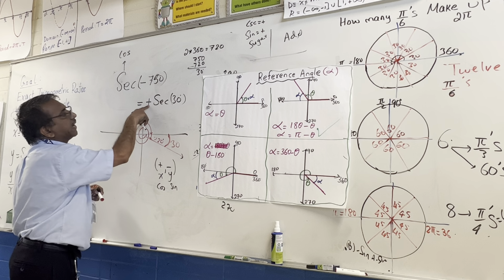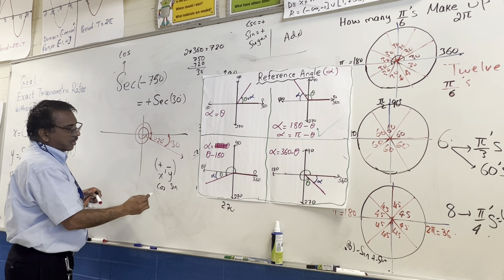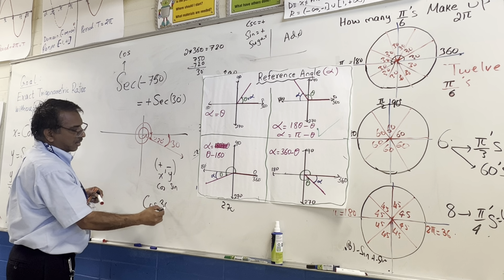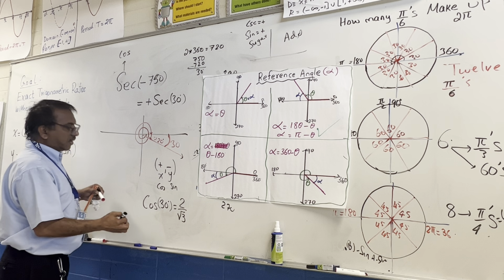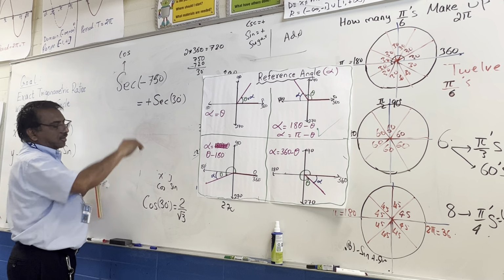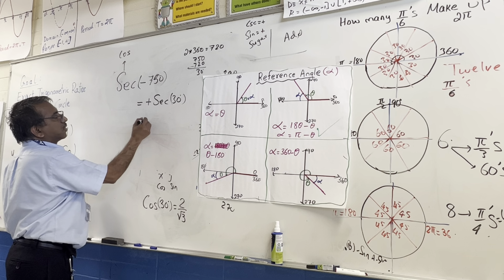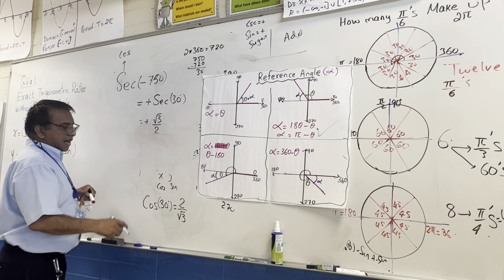This plus sign takes care of those many rotations. And then what is cosine of 30? Cosine of 30 is 2 by square root of 3. So if that is the case, then secant is the reciprocal of this, which is plus square root of 3 over 2.